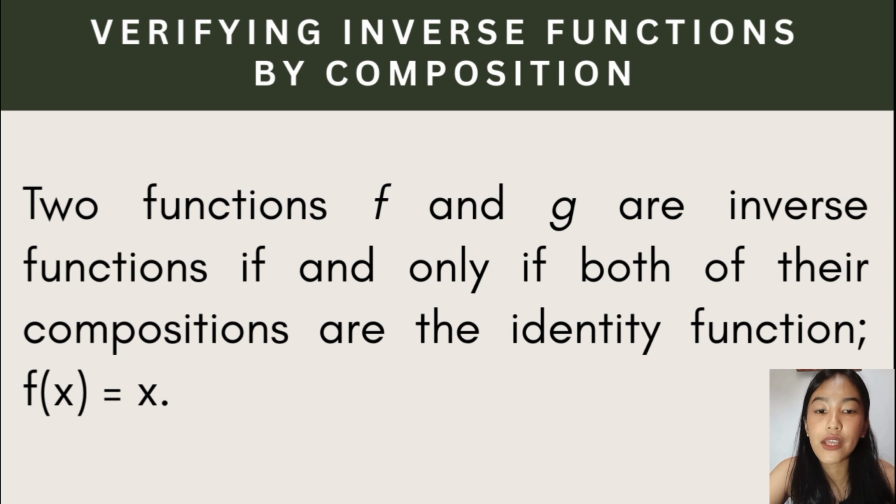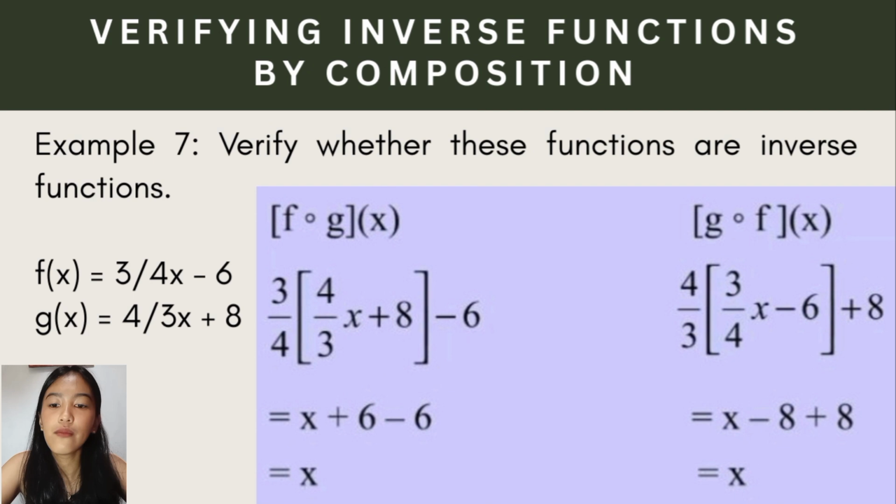So two functions f and g are inverse functions if and only if both of their compositions are the identity function, meaning the final answer, if you will do the composition, the final answer of both f of g of x and then g of f of x is equal to x. So we have here an example. Example number 7, verify whether these functions are inverse functions. So we have f of x equals 3/4 x minus 6, and then g of x is equals to 4/3 x plus 8.